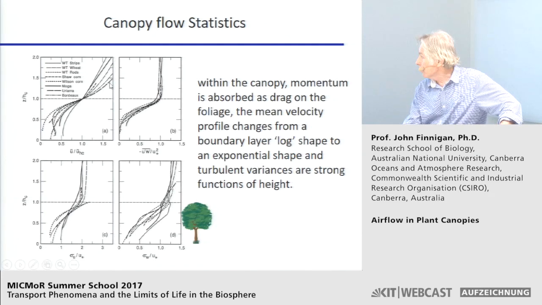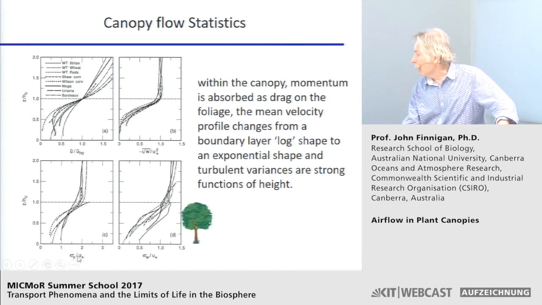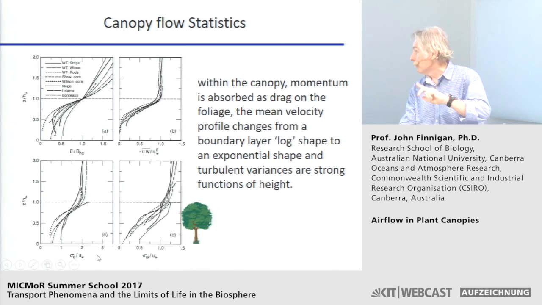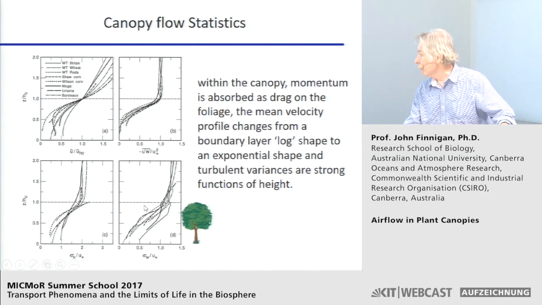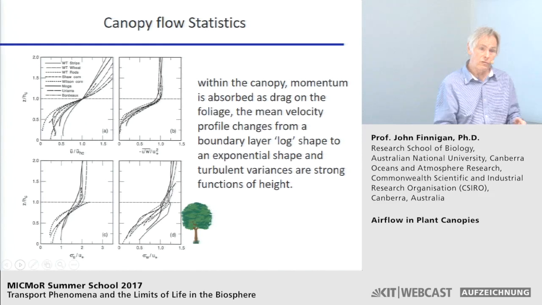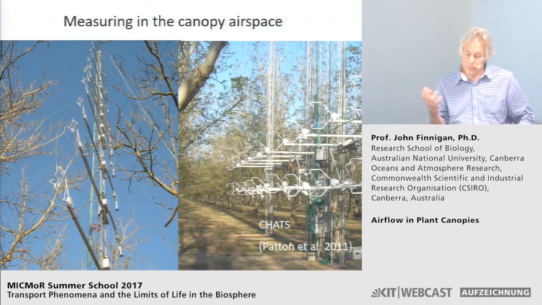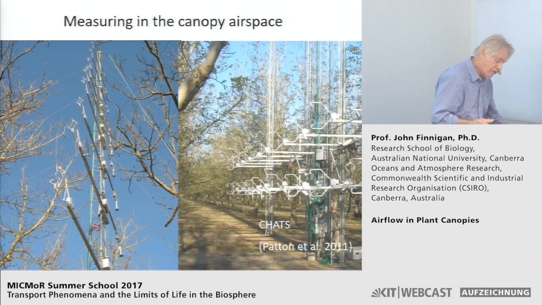The velocity profile itself has this characteristic inflection point as you go from a boundary layer profile to an exponential profile, and the variances of the streamwise and the vertical velocity have quite a strong height dependence as you get into the canopy. So it departs quite strongly from Monin-Obukhov conditions where these things are assumed to be constant above the ground. So how did we get those statistics, and how do we find this stuff out?